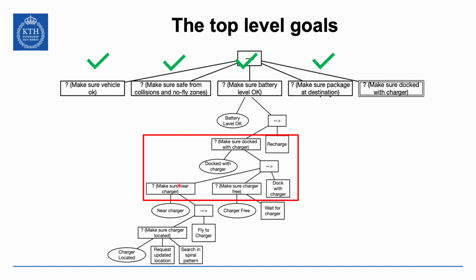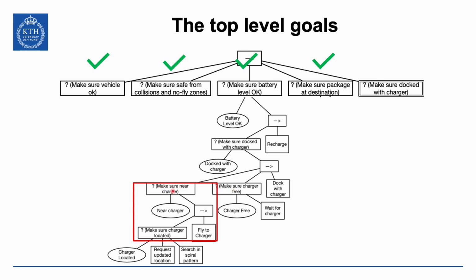And there's two preconditions of docking. We need to be near the charger, and the charger needs to be free. If there's another drone already charging, we can't land on top of it. So what are the subtrees for achieving these? Well, how do we make sure we're near the charger? We fly to the charger, but we have to know where it is first. How do we make the charger free? We just wait until the charger is free, assuming the other drone is not broken or something. Waiting is going to make it free, and then we can go and charge.